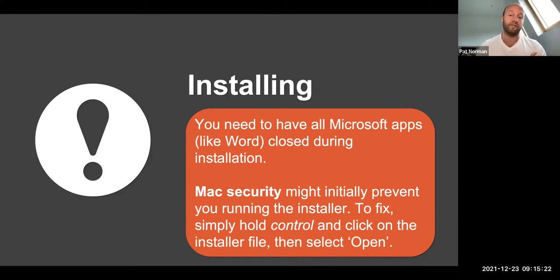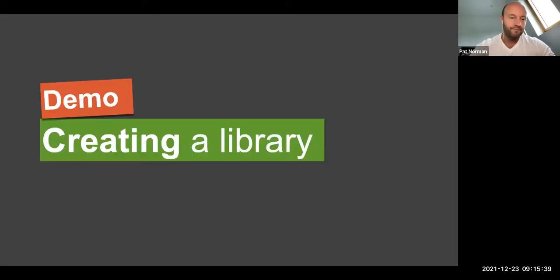This is what it does when you've downloaded software from places other than the App Store. So to fix this, just hold the Control key on your keyboard and click on the install file, or right click and then select Open. And this will give you a dialog box allowing you to override that security blocker.